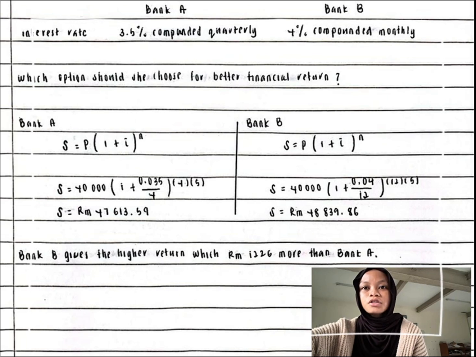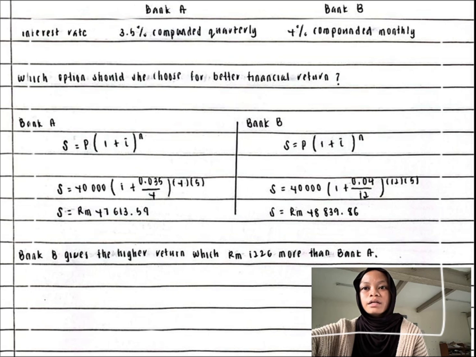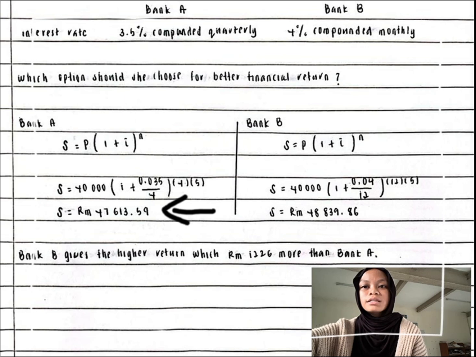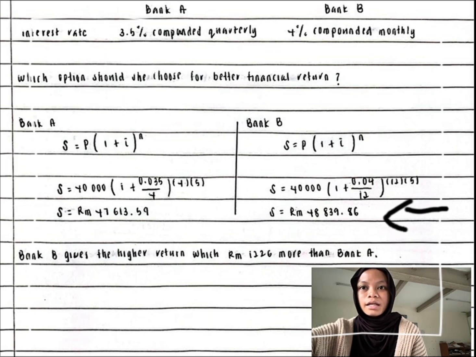For bank A, the interest rate is 3.5% per year, compounded quarterly, which means 4 times per year. After substituting the values into the formula, the final amount is approximately 47,630 ringgit and 59 cents. For bank B, the interest rate is 4% per year, compounded monthly, which means 12 times per year. The final amount for bank B is approximately 48,839 ringgit 86 cents. After comparing both results, bank B gives her the higher return, almost 1,226 more than bank A. Therefore, Annie should choose bank B.